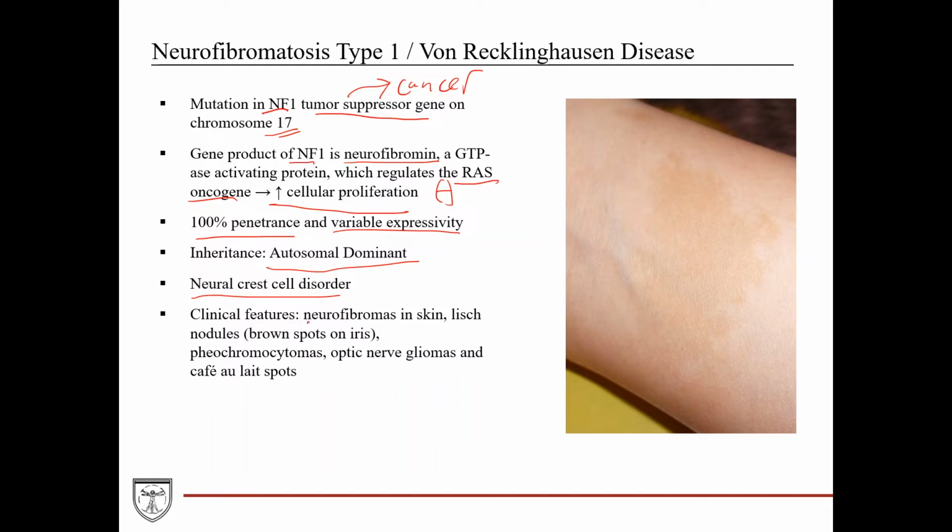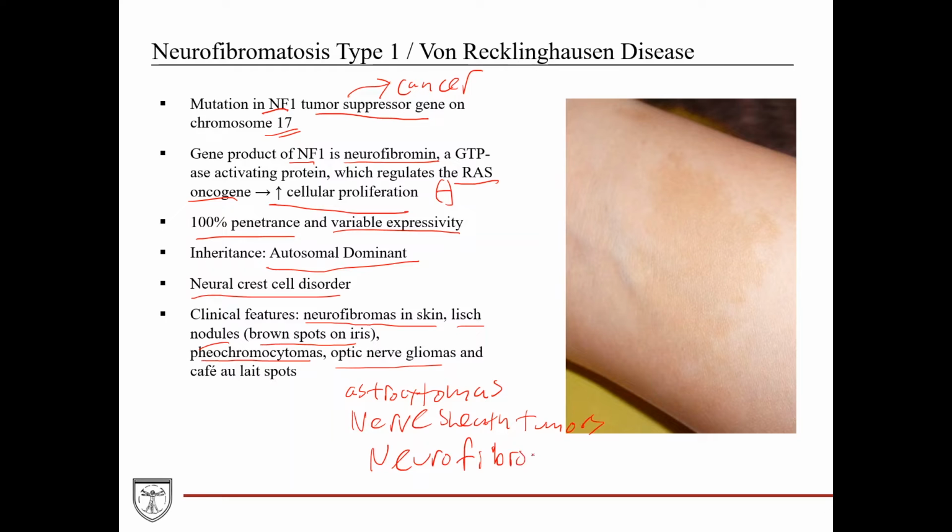As far as the clinical features go, you can see certain neurofibromas in the skin, Lisch nodules, which are these brown spots on the iris of the eye. As far as tumors go, you can see pheochromocytomas, optic nerve gliomas, and then you can also see astrocytomas, which is a type of brain tumor, a type of glioma. You can see nerve sheath tumors. And then you can also see neurofibromas. And then also, lastly here, you can see cafe au lait spots, which are shown in the picture here, which are these lightly coffee-colored patches of skin like this, and these are very characteristic for NF type 1.